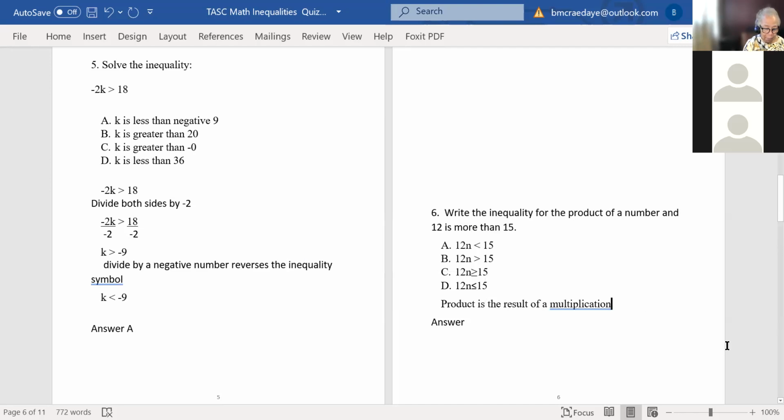So therefore, it's C. You both said C. What is the symbol for more than? Oh, therefore it's B. That's right, it's B. You gave me B, more than or equal to, but it said more than.